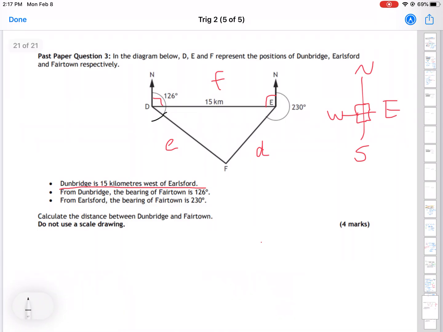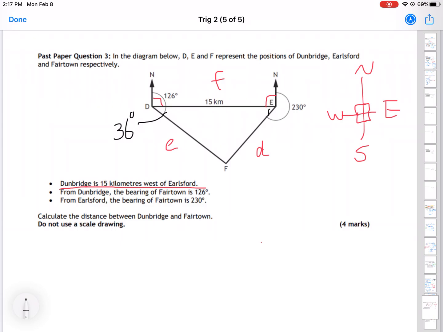So the angle in here at D has to be 126 take away 90. The full angle, the full curved line is 126. 90 is the little box up there, which means left over has to be 36. So we've got 36 at angle D.